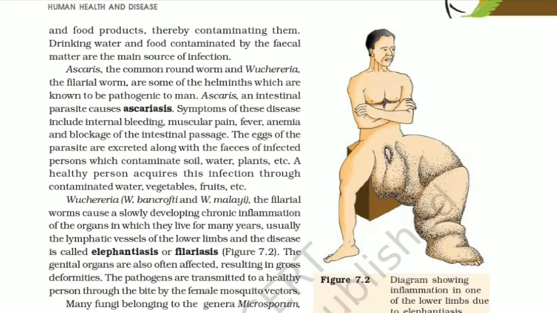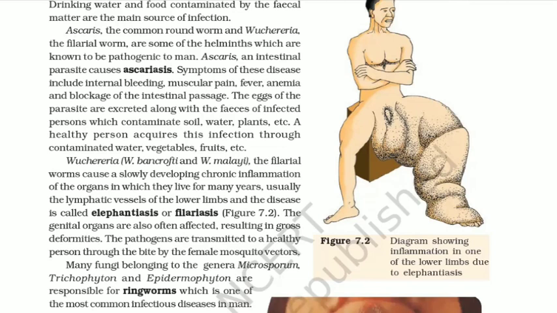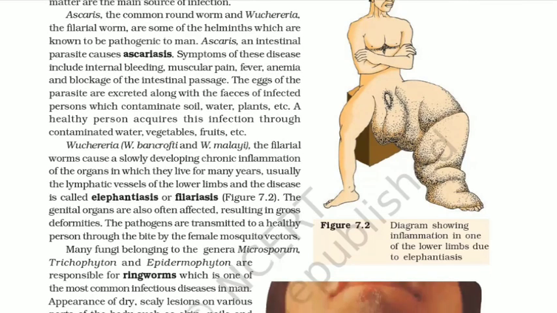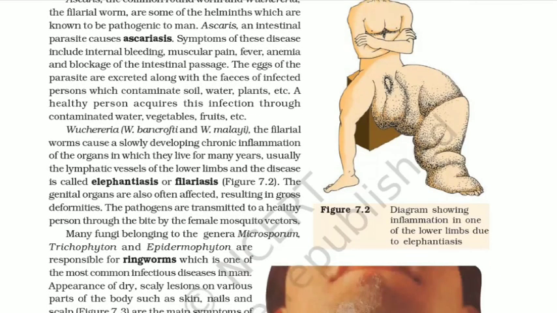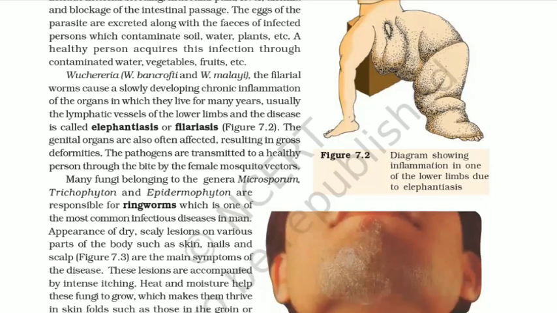Ascaris, the common roundworm, and Wuchereria, the filarial worm, are some of the helminths which are known to be pathogenic in man. Ascaris, an intestinal parasite, causes ascariasis. Symptoms of these diseases include internal bleeding, muscular pain, fever, anemia, and blockage of the intestinal passage. The eggs of the parasite are excreted along with the feces of an infected person, which contaminates soil, water, plants, etc. A healthy person acquires this infection through contaminated water, vegetables, fruits, etc.